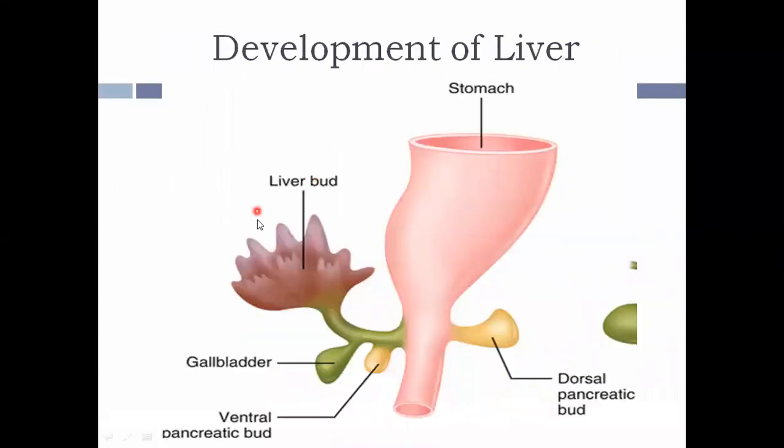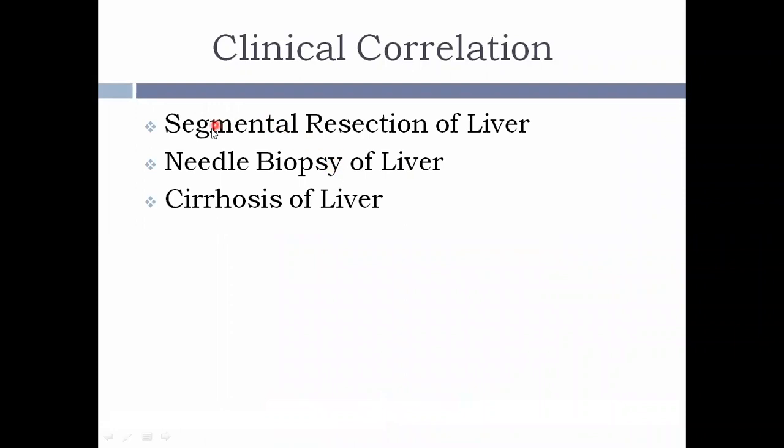Now we'll see the development of the liver. Just a point: the liver develops from a liver bud. Then we'll see the clinical correlation of the liver. First, segmental resection of the liver. In case of cancers, the liver needs to be resected or removed. The most commonly resected segments of the liver are 5, 6, 7, and 8, which are the right lobe of the liver.